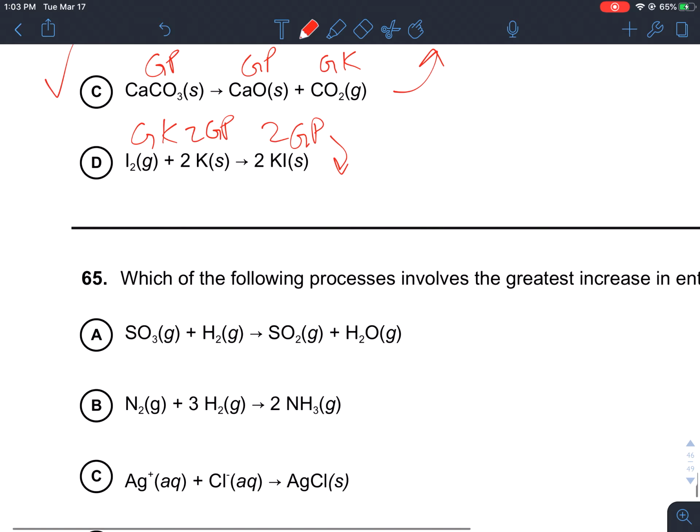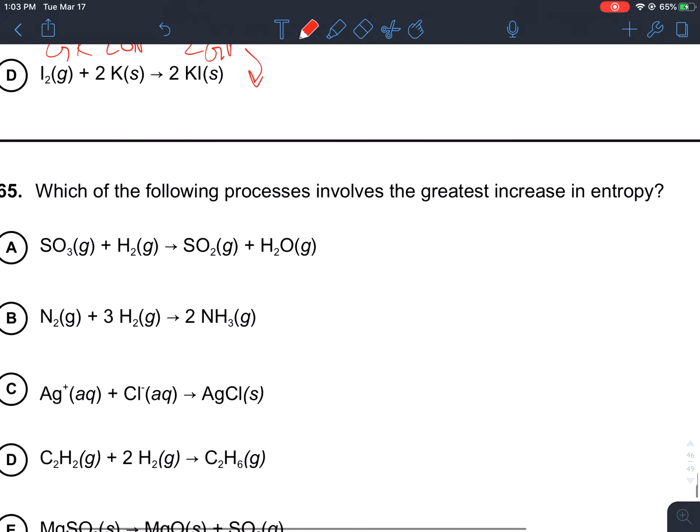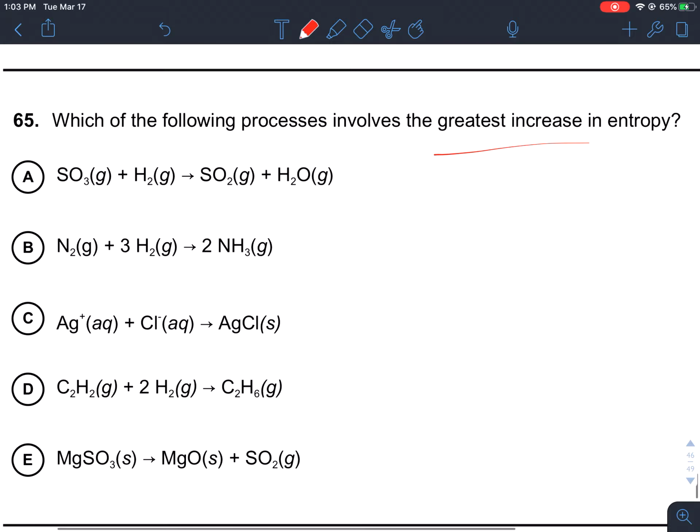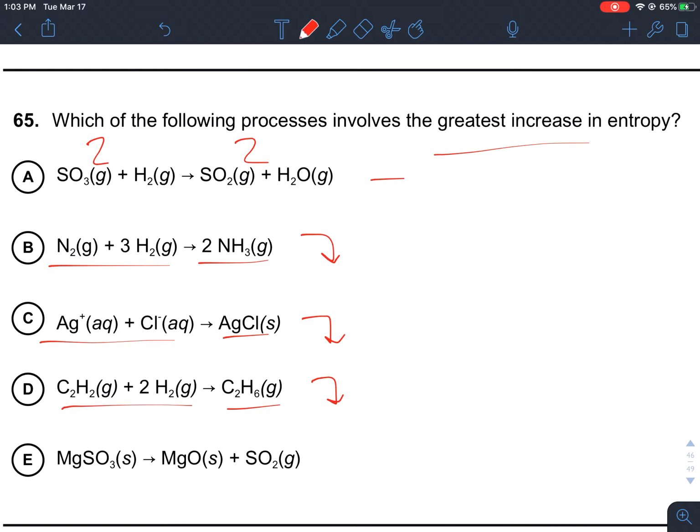Number 65, which of the following processes involves the greatest increase? So this is greatest increasing. So we have 2 moles of gas becoming 2 moles of gas. That is the same. We have 4 moles of gas becoming 2 moles of gas. That is a decrease in entropy. We have 2 aqueous things becoming 1 solid thing. That's a decrease in entropy, less disorder. We have 3 moles of gas becoming 1 mole of gas. That's decreasing as well.